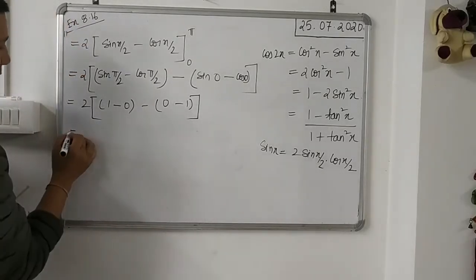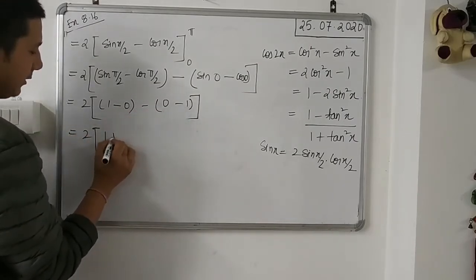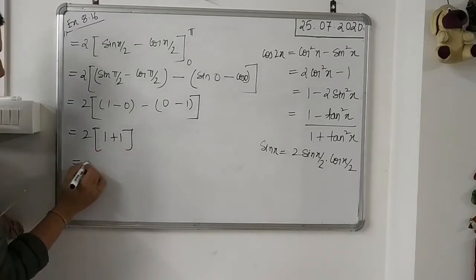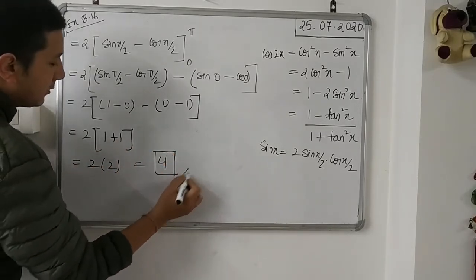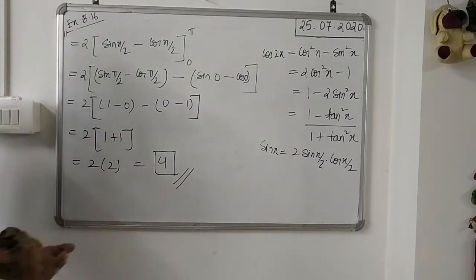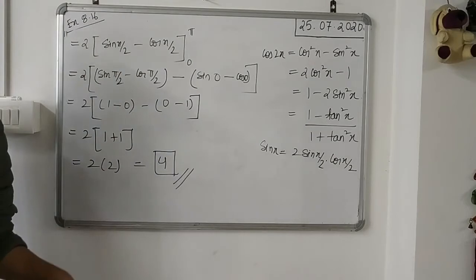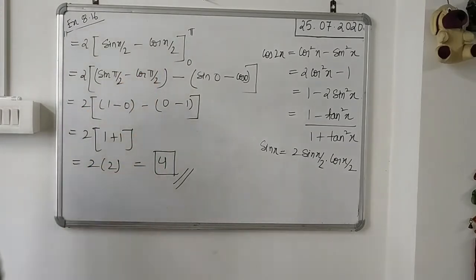Therefore, this will be 2, it's 1, 0, minus and minus plus. So this is 2 into 2, which will be 4. So this is your final answer. Pause the video and note it down. Not a difficult thing at all. We just have to integrate and put the upper limit minus lower limit. That's it. Pause the video, note it down.